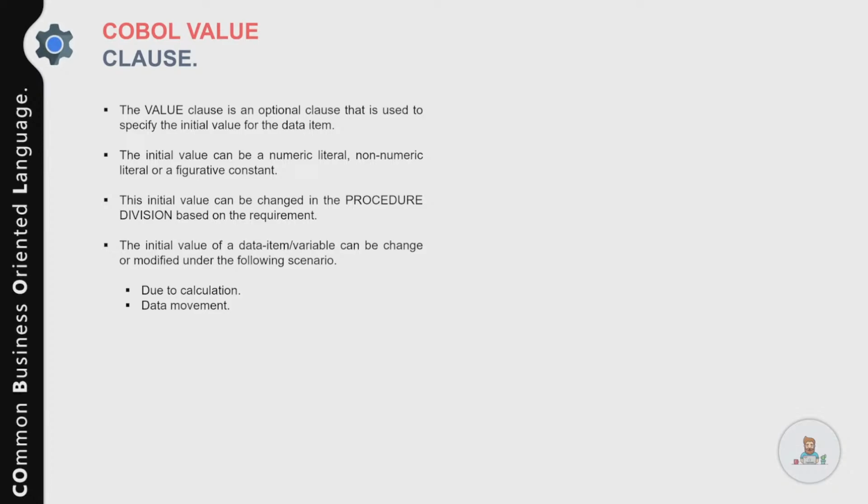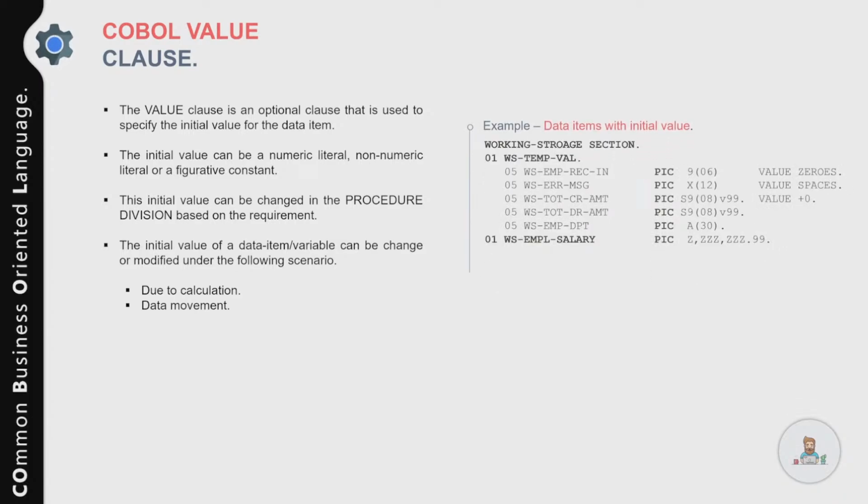The initial value of a data item or variable can be changed or modified under the following scenarios. The first one is you are doing some calculation with the help of that temporary variable, or probably you're moving some value from another variable to that particular variable. These are the two possible scenarios where you change the initial value that you've assigned with the help of the VALUE clause. Now let's talk about a couple of examples so that you can understand how exactly you can use the VALUE clause when you're defining variables.